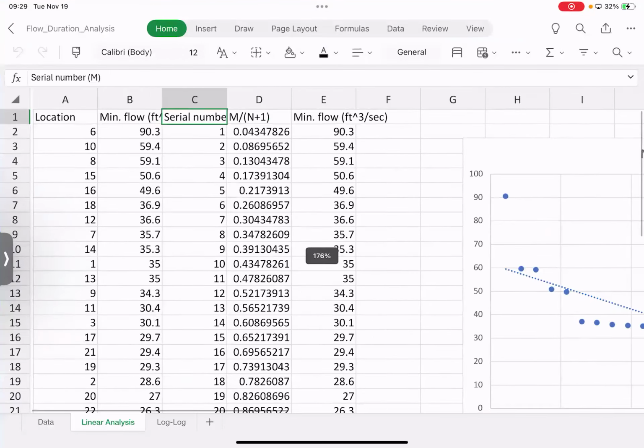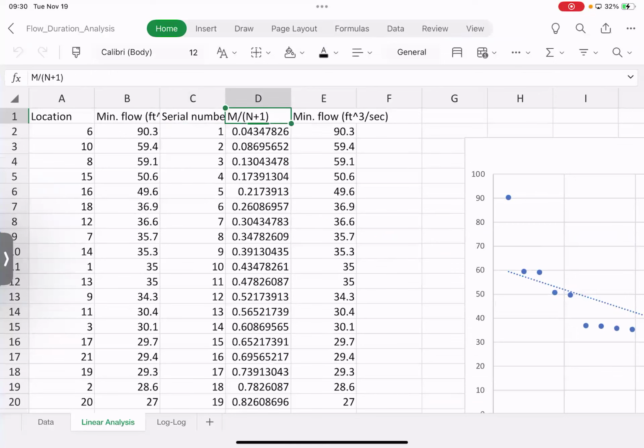So then, the minimum flow, the probability associated with these is going to increase as the rank increases. The flow gets lower and lower, and so the probability of exceeding it gets higher and higher and higher.